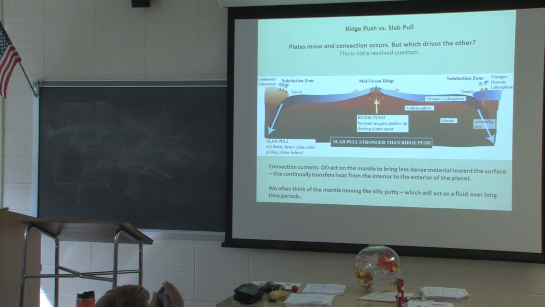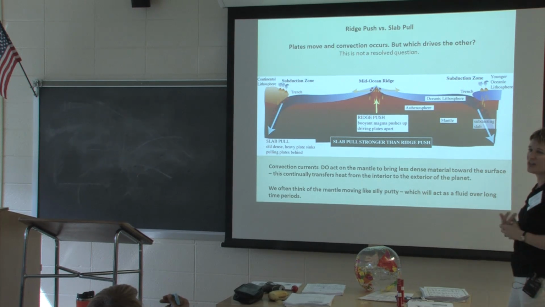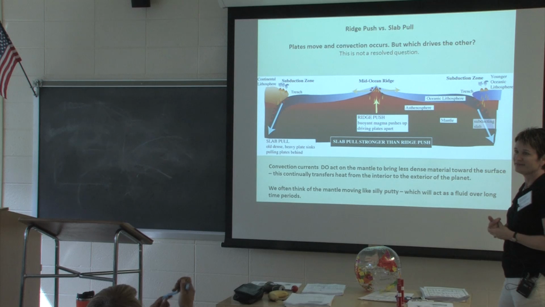So your text actually brings in slab pull, or is that just you? Yeah, it has all three of them. It does. It has a diagram somewhere, yeah. No, it doesn't mention it in detail. Okay, but it says that they are occurring. And so it doesn't tell you which is dominating? I don't know. Okay, all right.